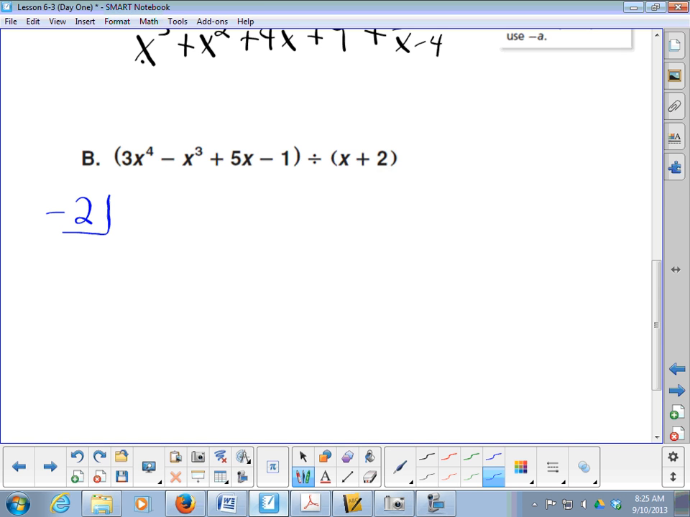So now we list our coefficients. 3. Coefficient of x cubed is? -1. Coefficient of x squared is? 0. Don't forget that. Coefficient of x is, and our constant is -1. So we leave a little space and draw a line. Always bring down the first one. That one comes down.